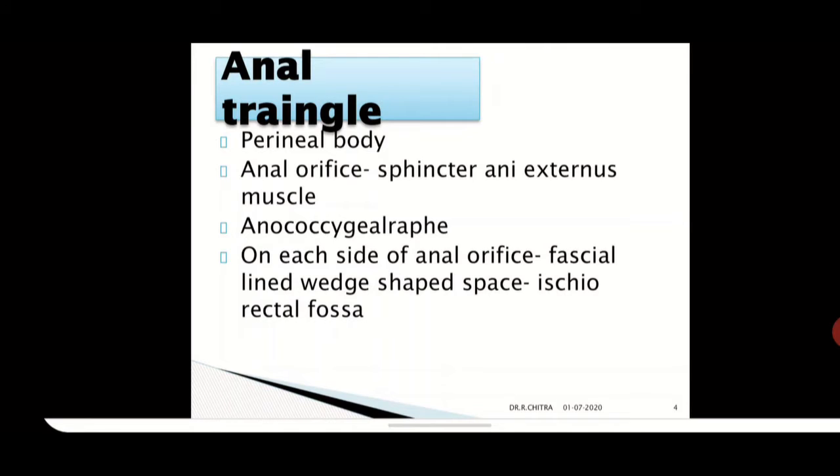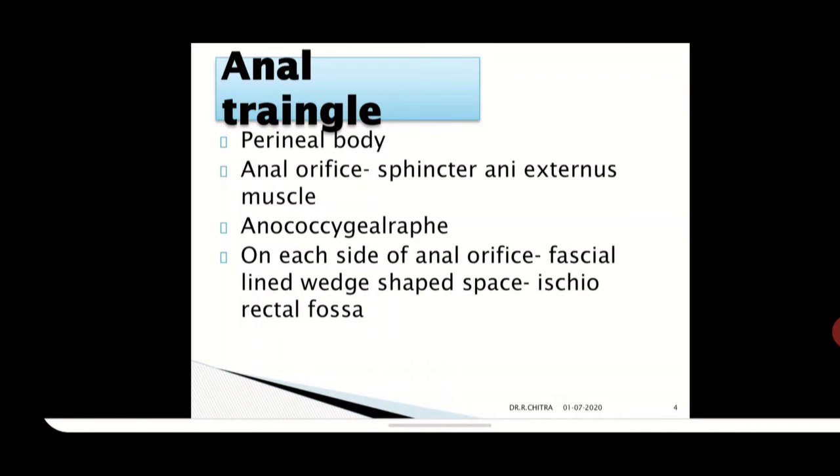Anal triangle. What are the structures in the anal triangle? If you see from front to behind, perineal body. This perineal body in female is sometimes considered as the gynecological perineum. It is an important structure for the obstetricians in the labor process. So this is called the gynecological perineum. Next to the perineal body, the anal orifice surrounded by the sphincter ani externus muscle.